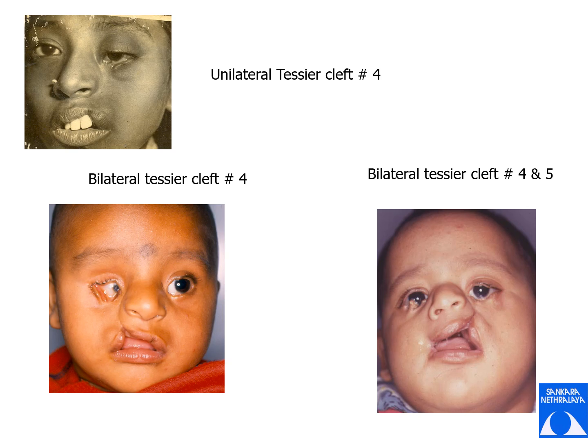Tessier cleft 4, unilateral as you can see. Bilateral Tessier cleft 4 in this child. Bilateral Tessier cleft 4 and 5.